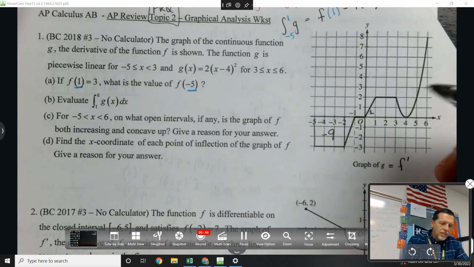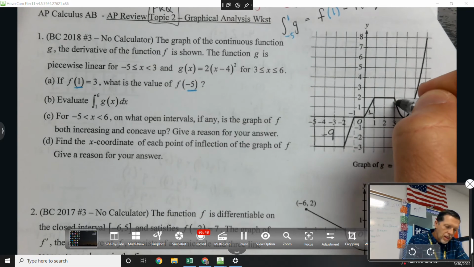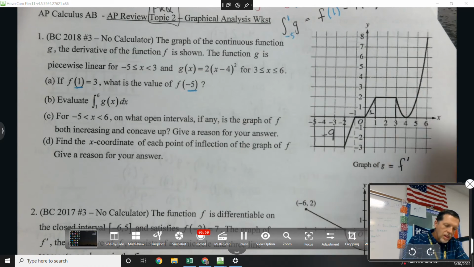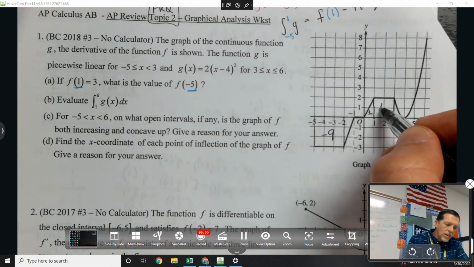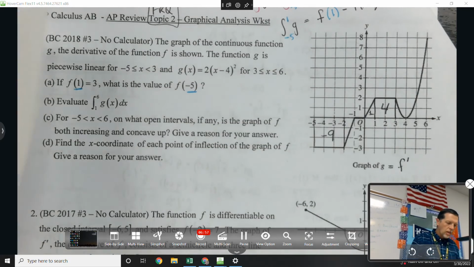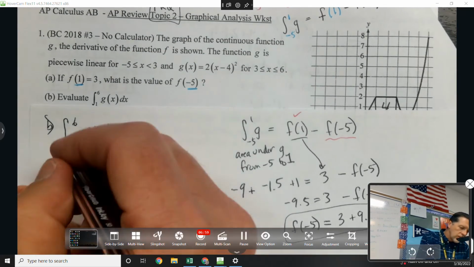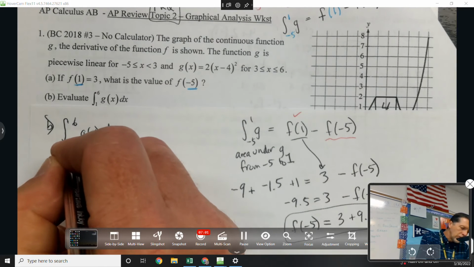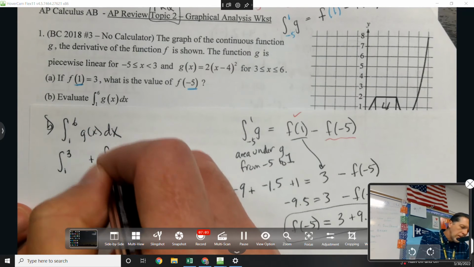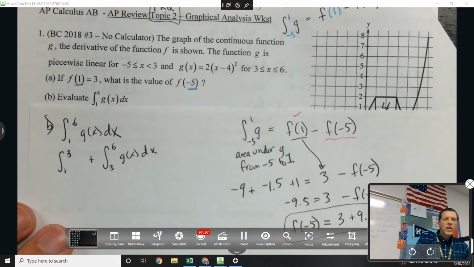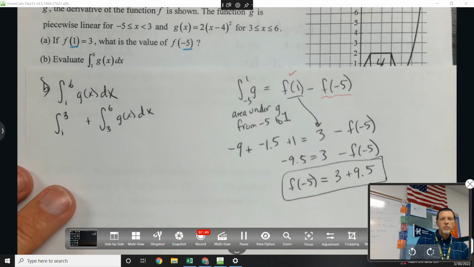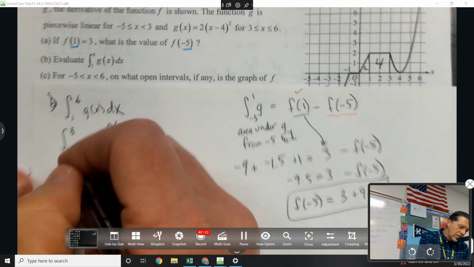The area under this thing. Well, I think we need to divide it up here. From 1 to 3, the area is 4. So I'm going to do the integral from 1 to 3 plus the integral from 3 to 6. Because from 1 to 3, that's just a square. That's 4.